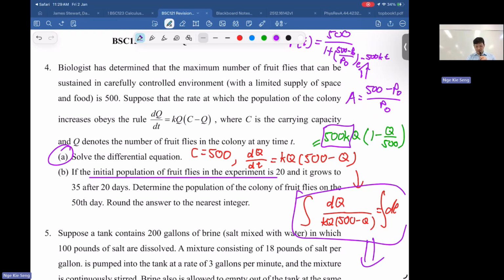So in 4a here, hey, Brandon disappeared. Brandon went to the toilet. Okay, so for 4a here, your P naught is not determined yet. Don't know what P naught is. So you just leave your answer with P naught. Does it make sense?